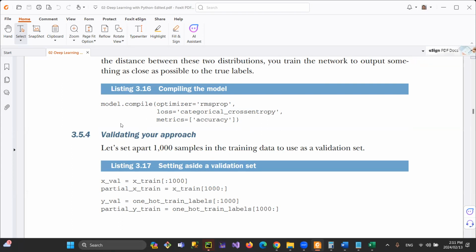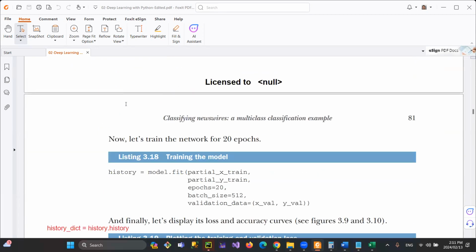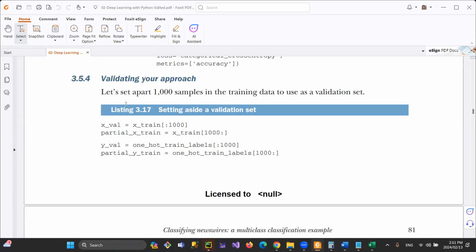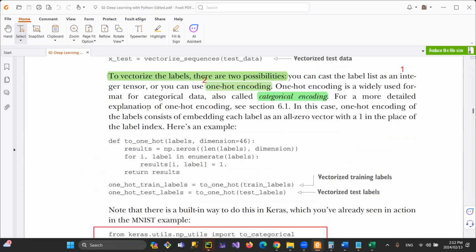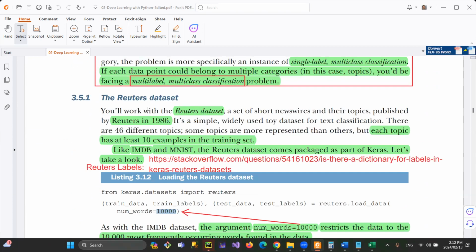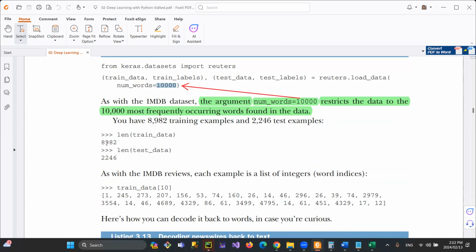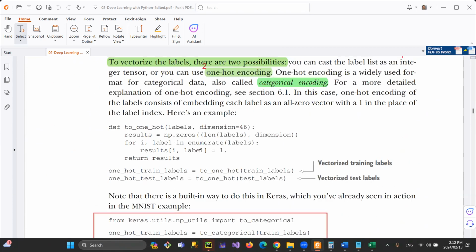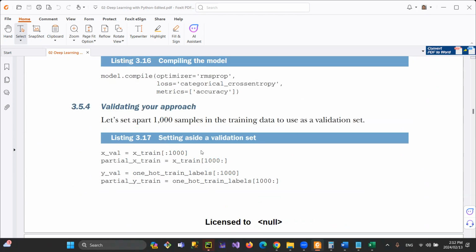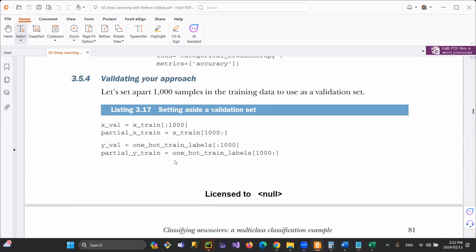Right now, we know about validation. So, pages 80 and 81. Here we are going to split the data. How many rows do we have for training? In general, something close to 9,000. If you see here, the length of the train data is almost 8,900. Because we don't have a huge dataset, we are going to take out 1,000 of it. We pick 1,000 for validation, and the remaining almost 8,000 will be for training. We do the same thing for the labels.